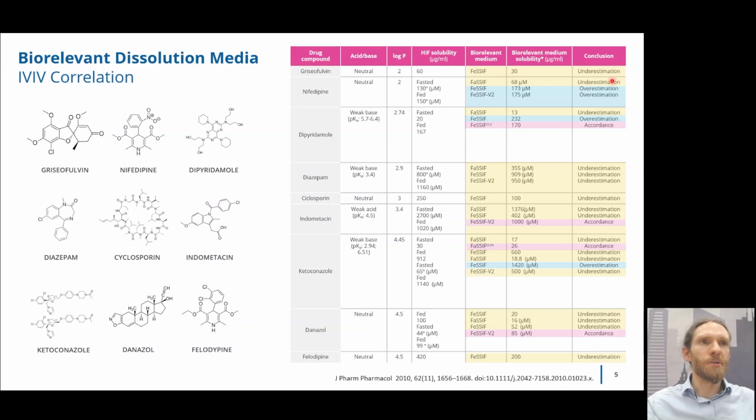And here we found out that these compounds showed either underestimation or overestimation of the measured value as compared to the actual solubility in the human intestinal fluid. Quite rarely, we saw accordance between the measured values, and often this required modification of the parent media by some additives, ox bile salts, for instance.